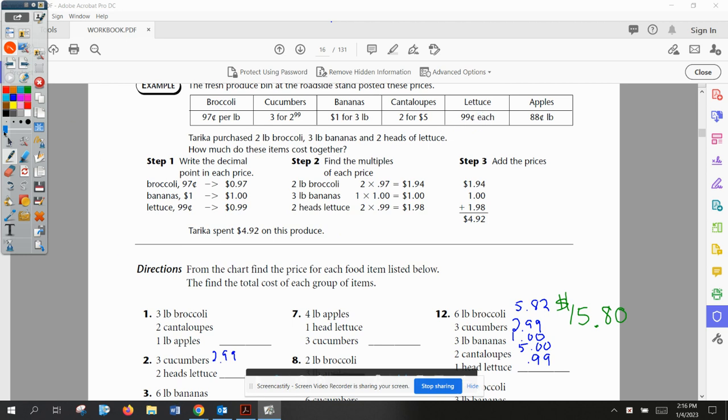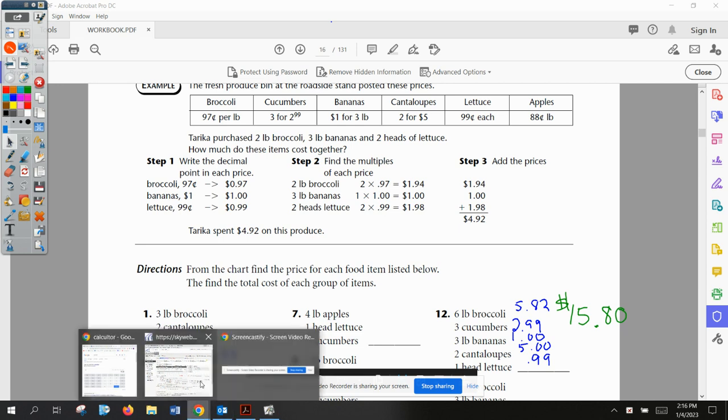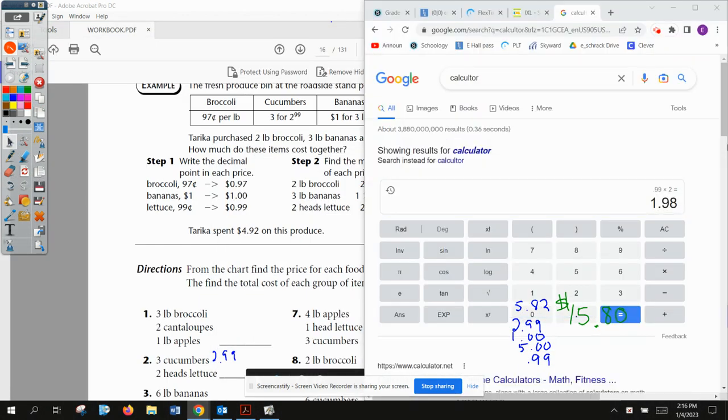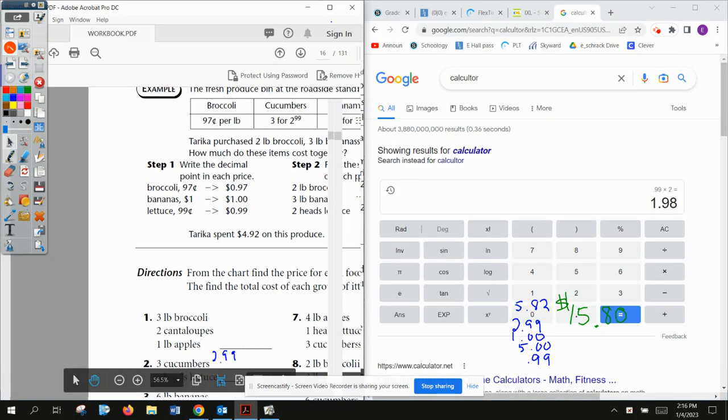Again, come back to our calculator. One head of lettuce costs 99 cents, so 0.99. And we're buying 2 of those heads of lettuce, so we're going to multiply it times 2. That gives us a total of $1.98 for the lettuce.